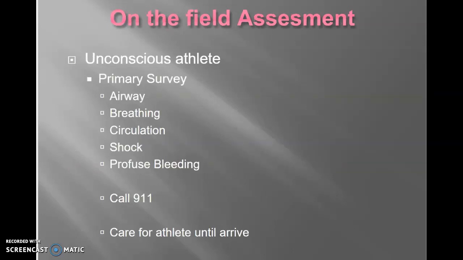So you'll do an on-the-field assessment. If it's an unconscious athlete, you're going to do a primary survey, which is to check their airway, their breathing, their circulation, signs of shock, and you're going to look for profuse bleeding. In this situation, you will call 911 and care for the athlete until they arrive.